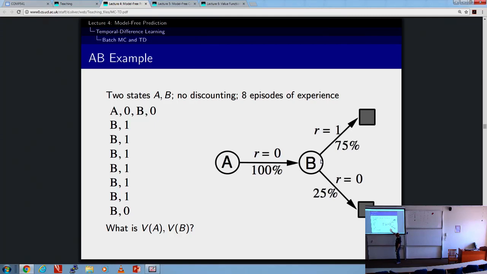According to this state diagram, the value of B is 75%, and the value of A is also 75%, because A is always transitioning into B, and it's got 0 immediate reward. So in order to be consistent, they both have to have the long-term value of 0.75.